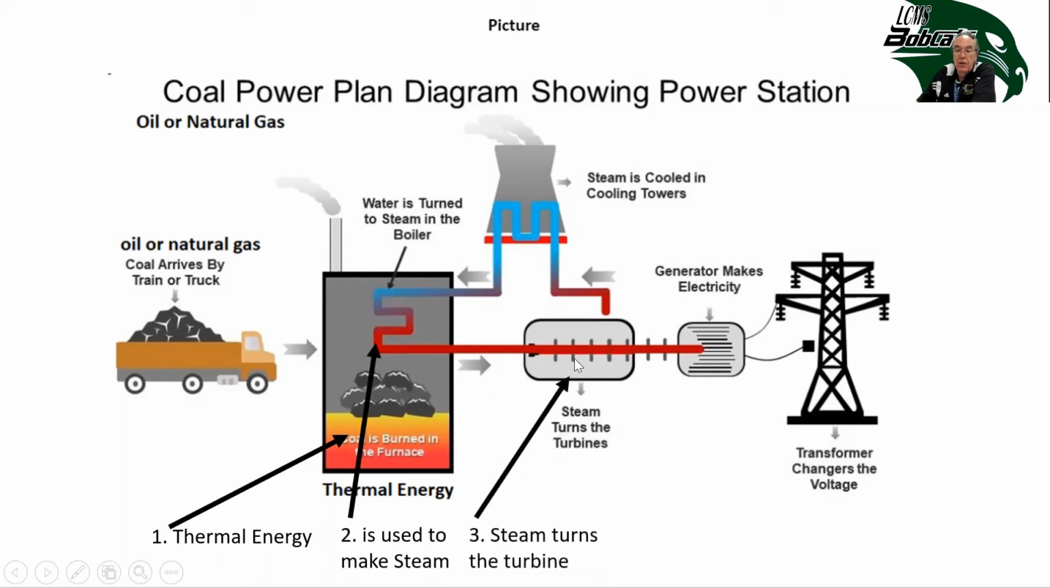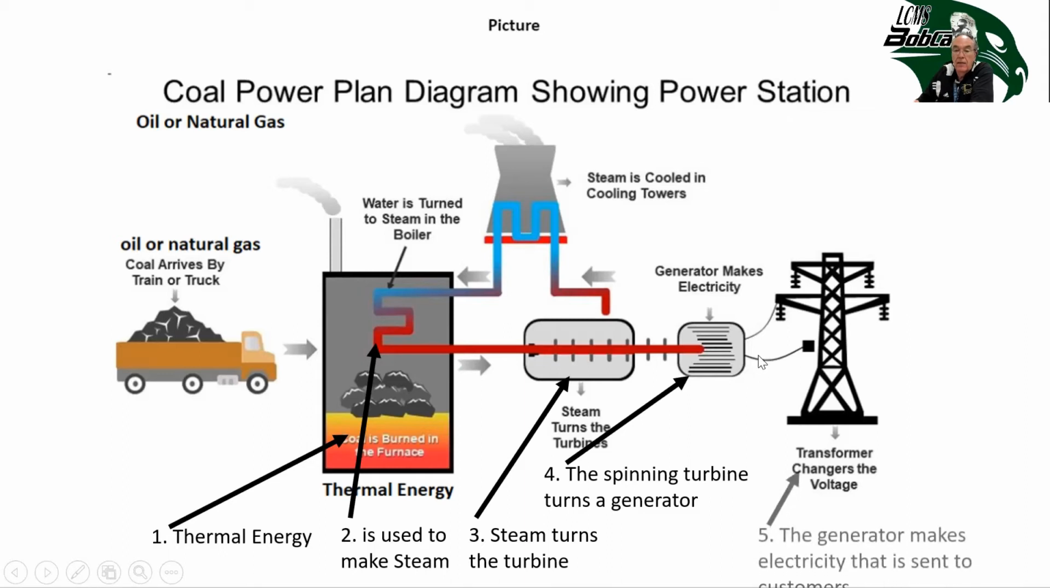The steam spins a turbine. The turbine spins a generator. So again, basically it's a spinning magnet in a coil of wires, and when it spins inside a coil of wires, it makes electricity. The generator makes the electricity and it's sent out to the customers.